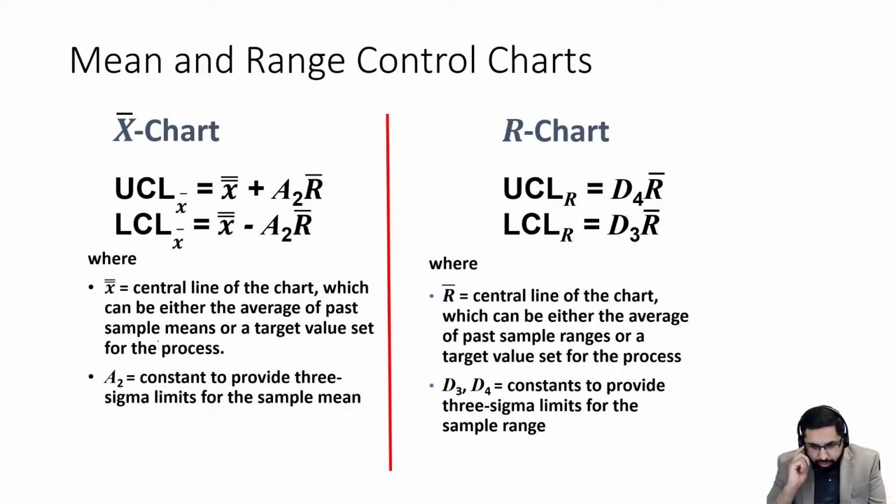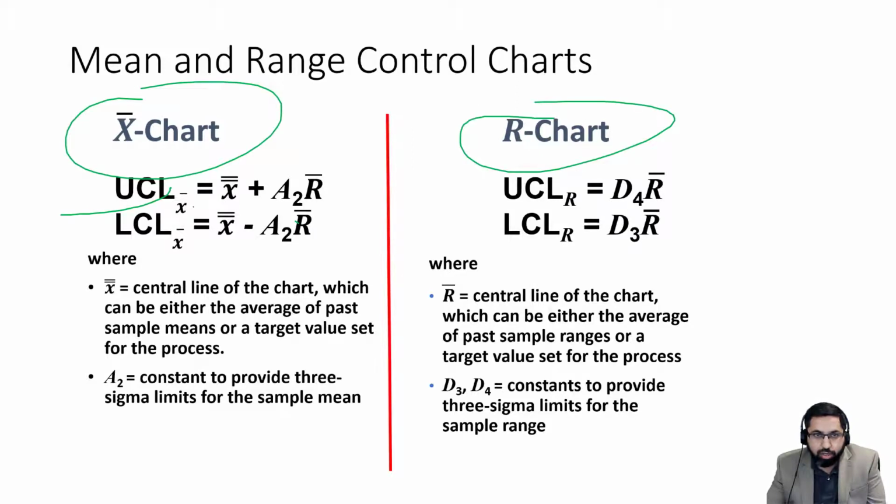So let's see how to make these charts. Here are the formulas for the X bar chart, okay, and the R chart. X bar chart has an upper control limit, which is given by the center value of the process, the average of the process, plus a constant A2 times the average range.